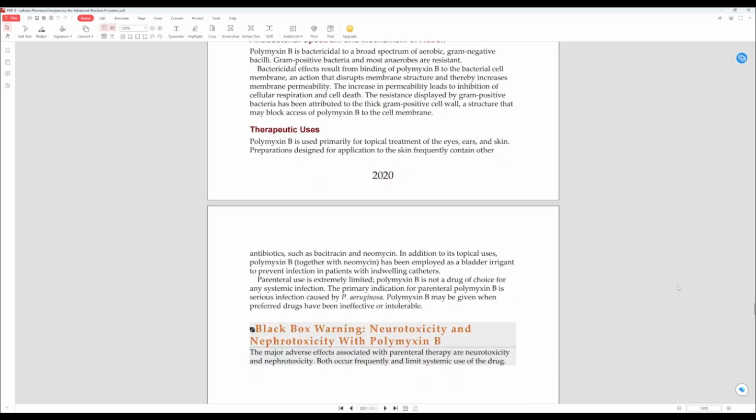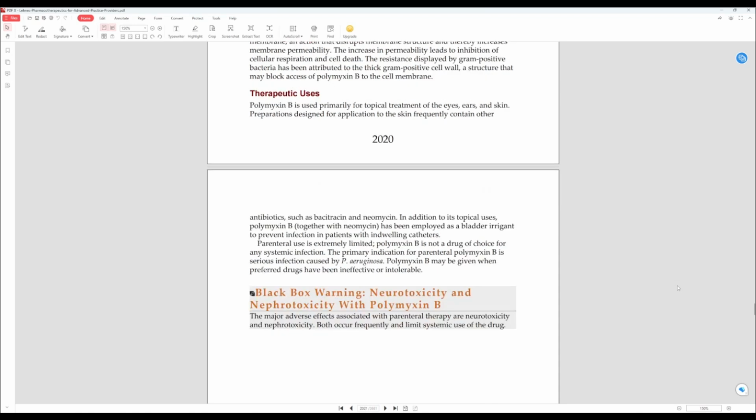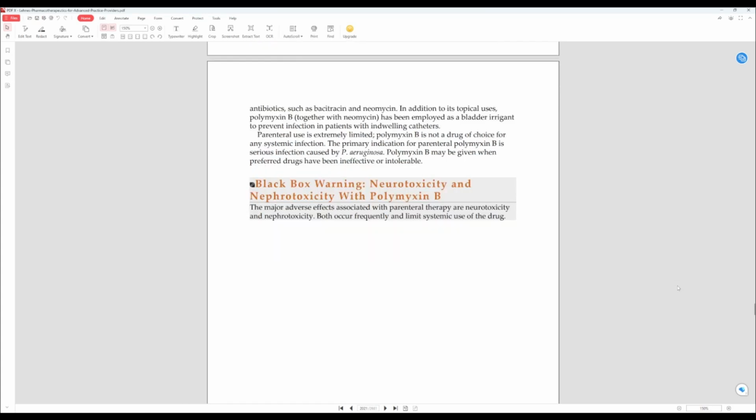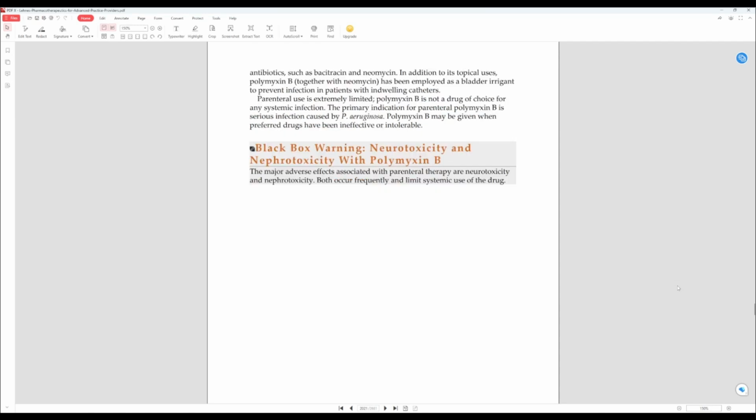Its therapeutic use, therefore. Polymyxin B is used primarily for topical treatment of the eyes, ears, and skin. Preparations designed for application to the skin frequently contain other antibiotics, such as bacitracin and neomycin. In addition to these uses, polymyxin B, together with neomycin, has been employed as a bladder irrigant to prevent infection in patients with indwelling catheters.